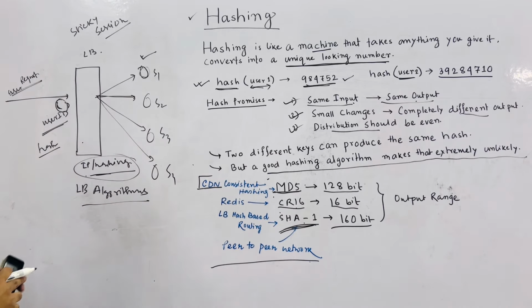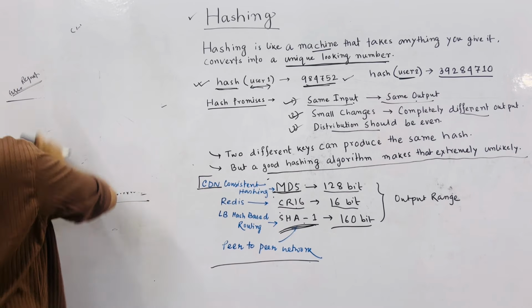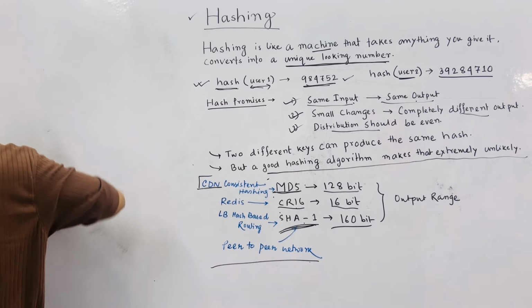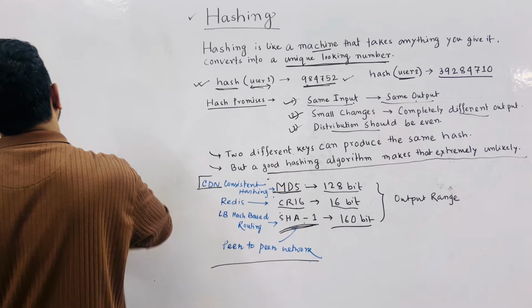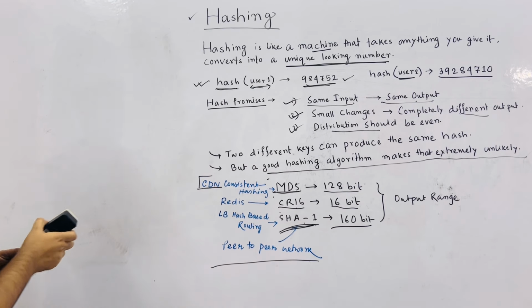In the next lecture, we will study all these things in detail, IP hashing and consistent hashing. For now I just thought of giving a high-level overview of what exactly hashing is, what hash promises, and how to think about hashing. In the next lecture, when you study consistent hashing and IP hashing in detail, you will be able to relate properly to what hashing is.